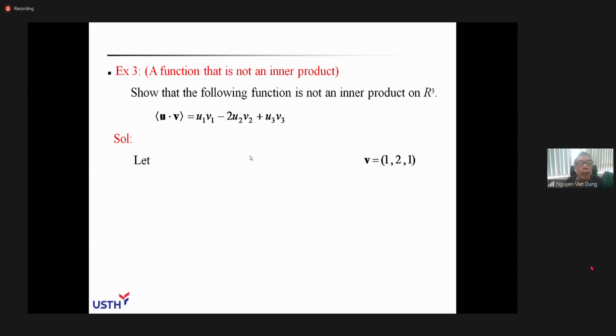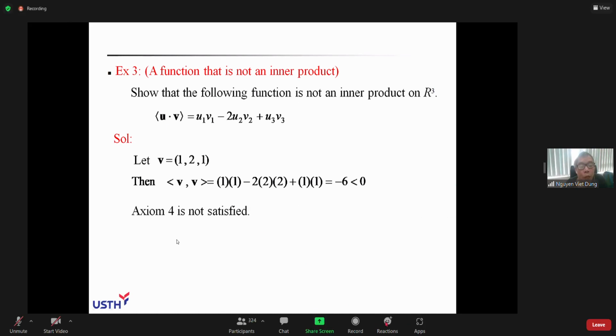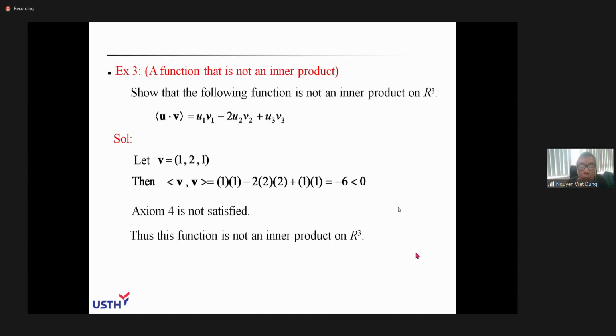Then it is no longer an inner product. Why is that? Because if we choose V to be a vector with coordinates 1, 2, 1, and we take the inner product of V with V itself, so V multiplied by V, the inner product, will be minus 6. It is a negative number. So it is impossible because axiom number 4 requires that those numbers must be non-negative. So axiom number 4 is not satisfied, meaning that this function is not an inner product on R3.